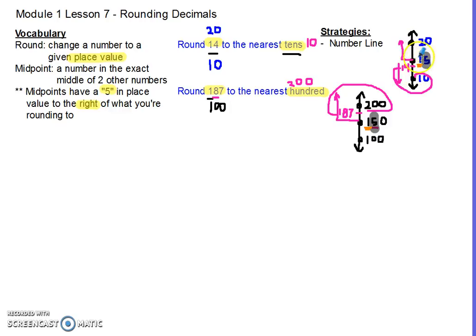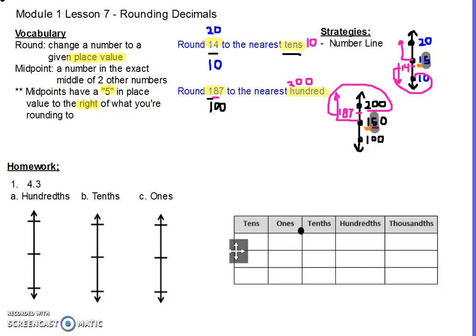The place value we're rounding to here is tens. The place value to the right is ones, and so it has a 5. And we're going to use this idea as we start talking about rounding decimals. So let's take a look at homework question 1, and it's giving us the number of 4.3.